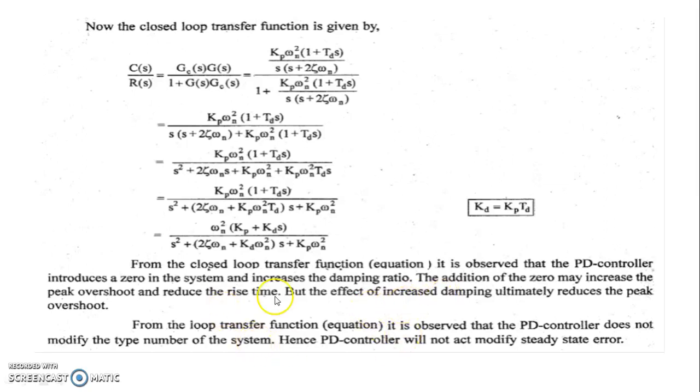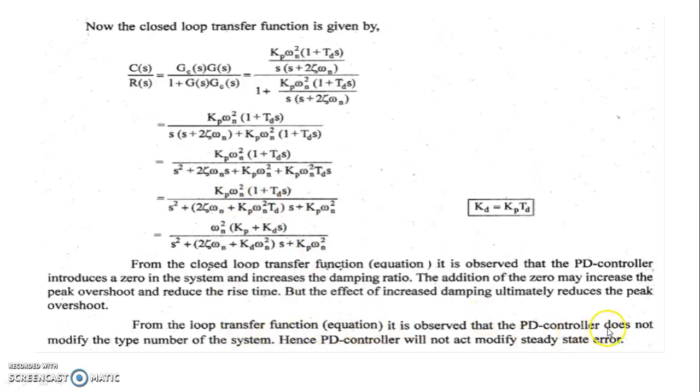But the effect of increasing damping ultimately reduces the peak overshoot. Finally, it would reduce the peak overshoot. Actually, by addition of this zero, it increases the peak overshoot. But here, the damping ratio is also increasing. That's the reason overall, when comparing these two, addition of zero and damping ratio increasing, the peak overshoot is reduced.